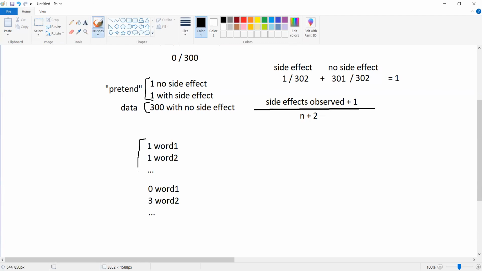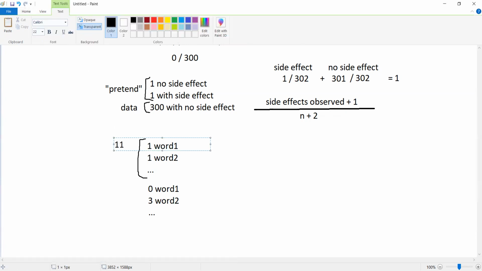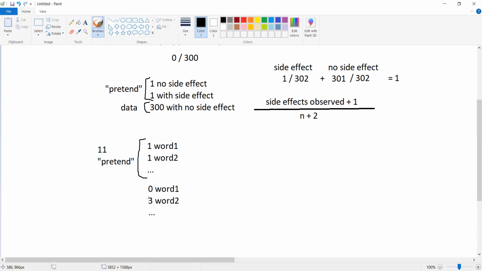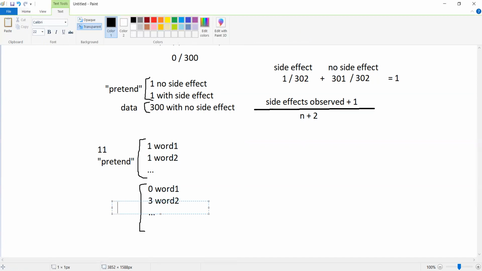So this is 11 pretends, right? And then each one, one observation of each. And then this is the actual count of how much we observed. I don't know how many words we observed in all of our data set, but let's say again, we observed 300 words for that class.